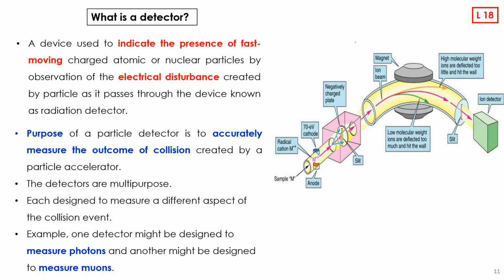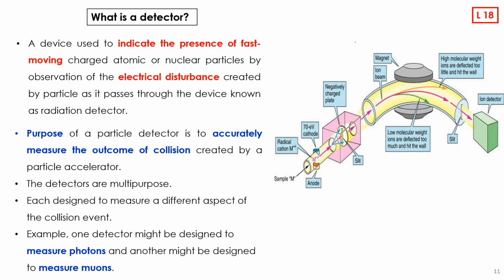What is a detector? A detector is a device used to indicate the presence of fast-moving charged atomic or nuclear particles by observation of the electrical disturbance. The purpose of a particle detector is to accurately measure the outcome of collision created by a particle accelerator. If we've created particles in a collision in an accelerator, we want to be able to look at them, and that's where particle detectors come in. We'll build this at the collision point in an accelerator.